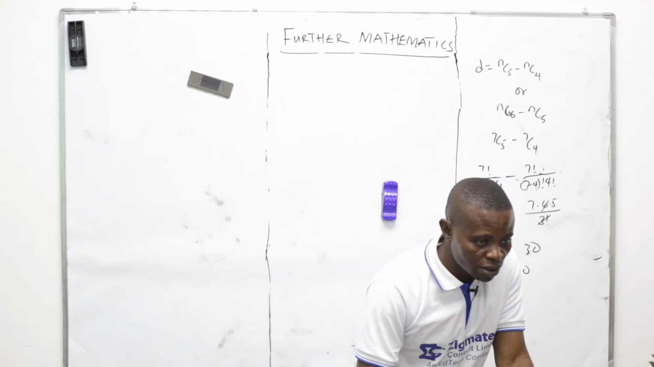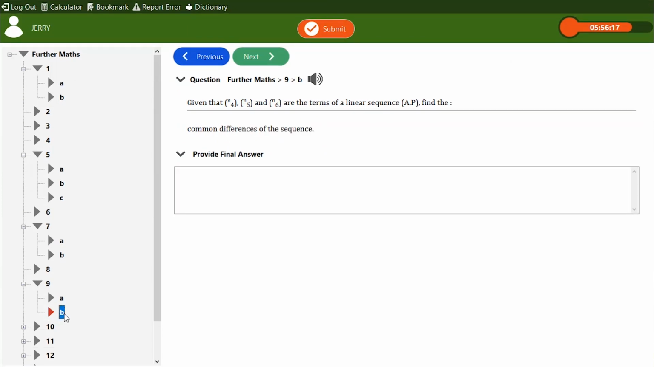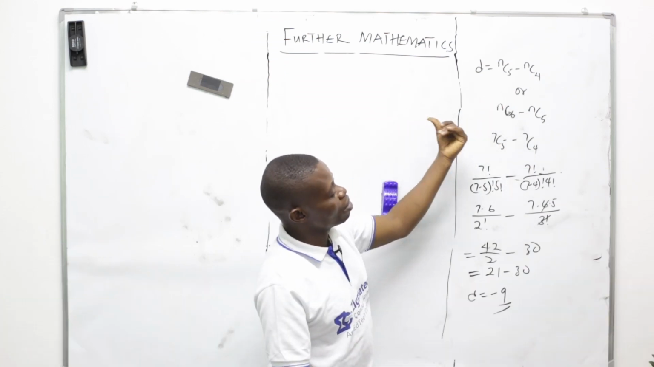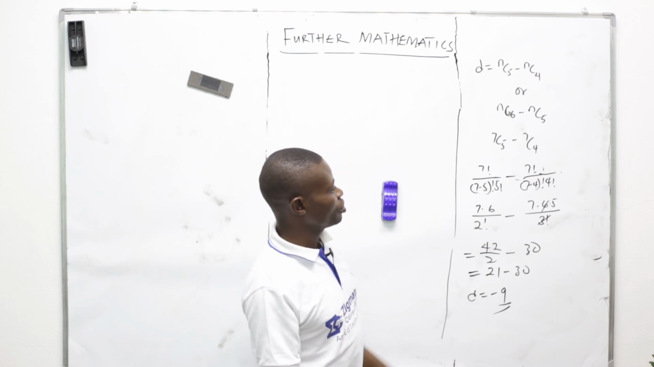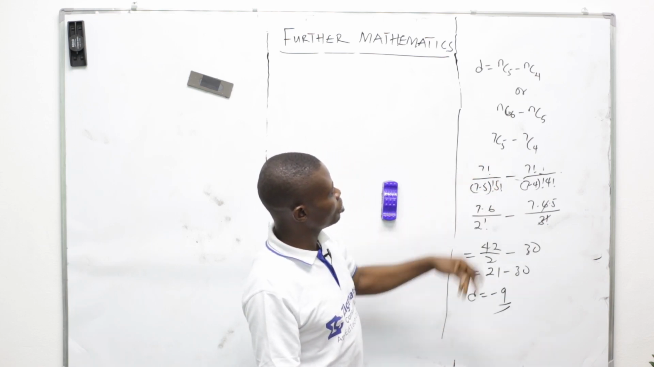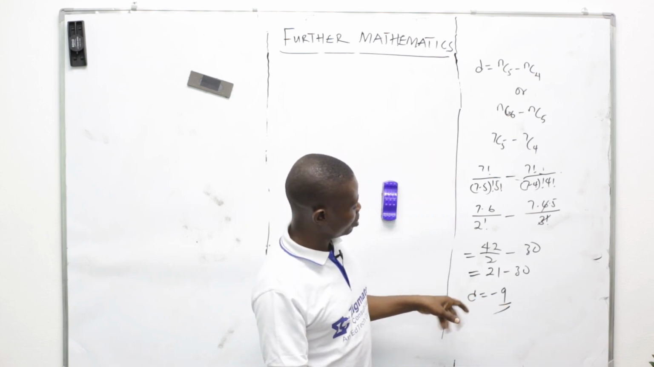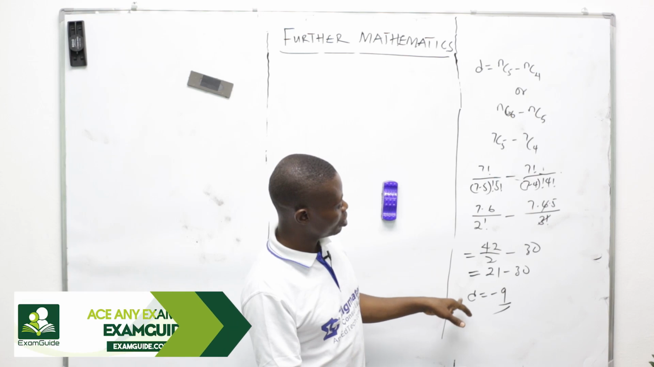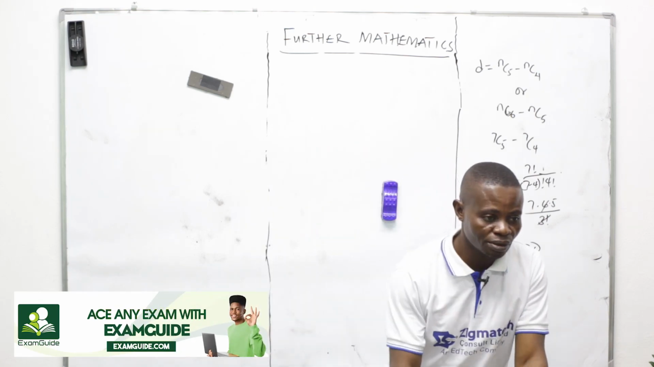Now let's go to the next question. Common difference of the sequence. Okay, that's just what we did. We've done the common difference of the sequence. This is the second term minus first term, or third minus the second term. You substitute, you get your solution. So that is the solution for that question. d equals minus 9. Common difference, minus 9.